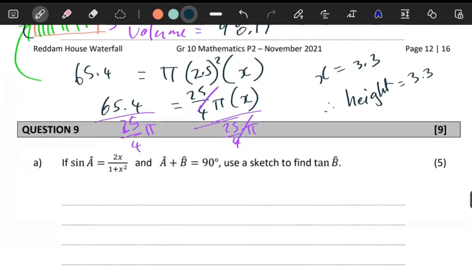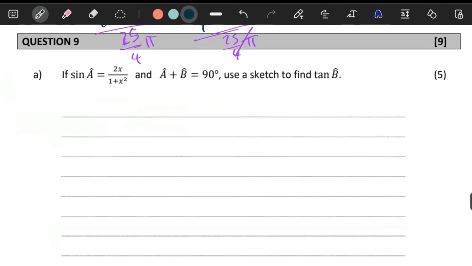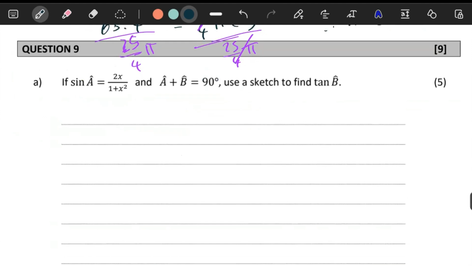Question number 9, right? For 5 marks, it says if sine A is equal to this expression and A plus B is a 90-degree angle, use a sketch to find tan B. Well, normally when you see stuff like this, the sketch that they would want you to draw is a right angled triangle, any random right angled triangle. So here the angle is A. This is going to be 90. Automatically, this is B, because for trigonometry to work, like sine, cos, and tan, opposite over hypotenuse and all that, it has to be a right angled triangle. Your opposite is 2x. Your hypotenuse is 1 plus x squared.